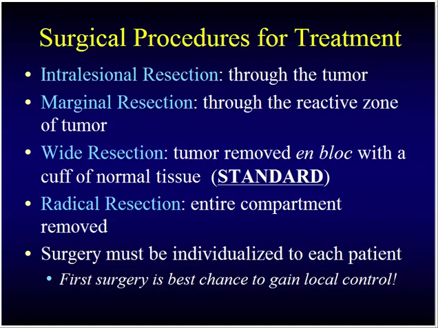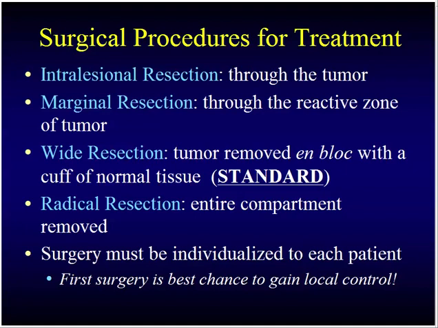You don't want to do that unless it's a benign lesion that you're just scraping out. Then it's okay. A marginal resection is through the reactive zone of the tumor. A wide resection, which is the standard for limb salvage, is en bloc, in other words, total removal with a cuff of normal tissue. A radical resection is removing the entire compartment, which we don't really do anymore, except perhaps if there's not going to be any adjuvant treatment. Those are the choices for surgical procedure.